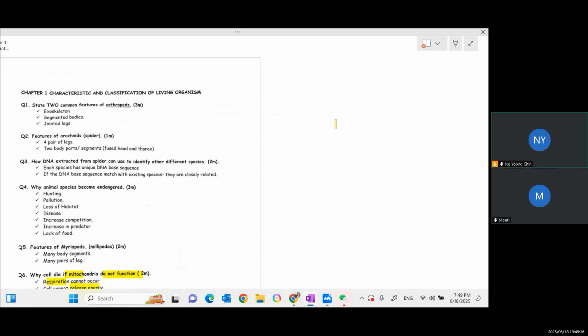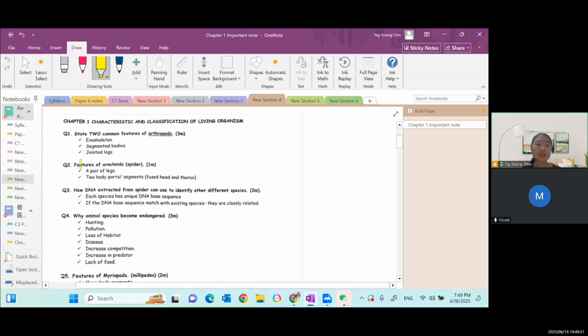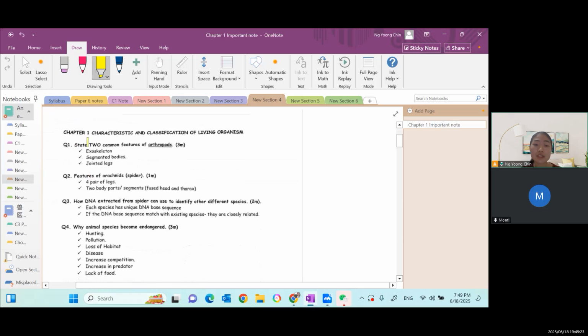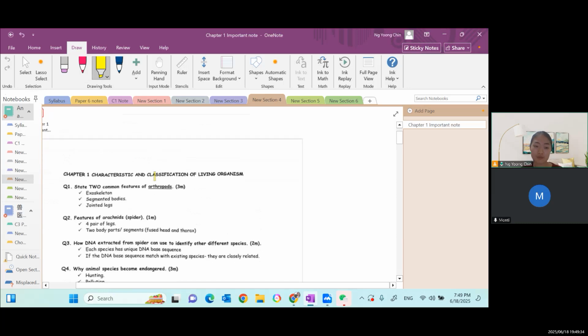Paper 4 is something like, maybe I can show you. It's something like this kind of question. They will ask you to state 2 common features of arthropods, and then you need to write your answer. So I will give you a summary of each chapter, what kind of questions they like to come out in the exam. I'll give you the summary in this document, which we call chapter 1 important points.